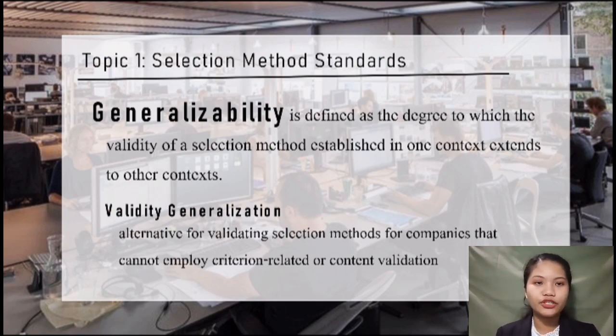Next is the validity generalization. It is an alternative for validating selection methods for companies that cannot employ criterion-related or content validation. Validity generalization is a 3-step process. First, the company provides evidence from previous criterion-related validity studies conducted in other situations that shows that a specific test, such as a test of emotional stability, is a valid predictor for a specific job.